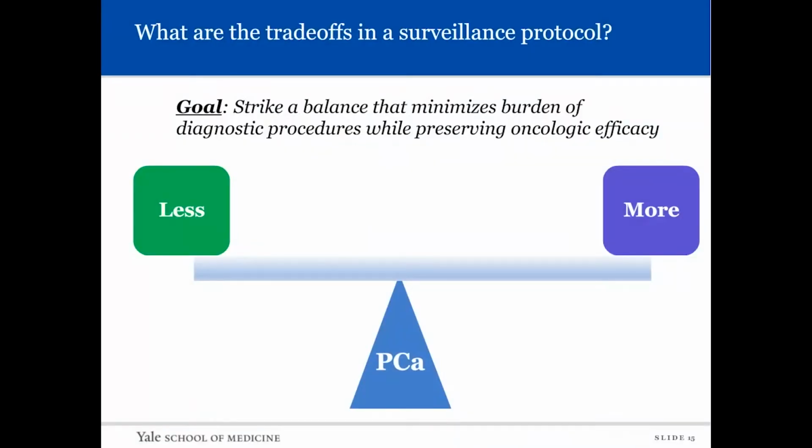So what are our goals here? And what I offer essentially is that our goal fundamentally is to strike a balance that minimizes the burden of diagnostic procedures while preserving oncologic efficacy. So we're really sort of walking a tightrope here, and we're trying to tip the scales, really keep them even between more surveillance, higher intensity versus less intense surveillance protocols.